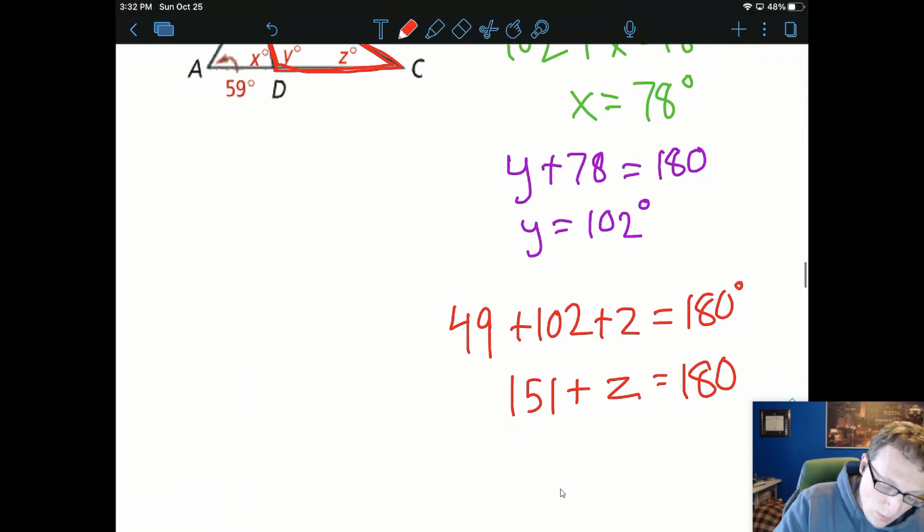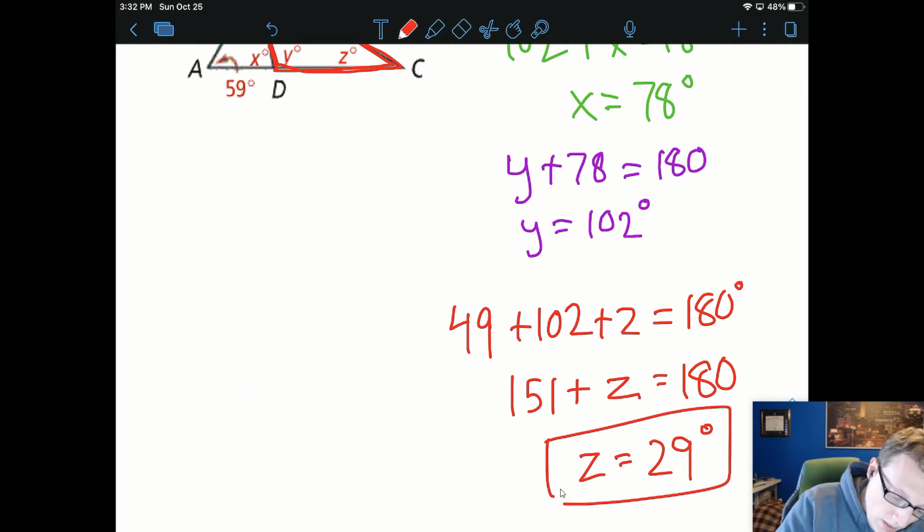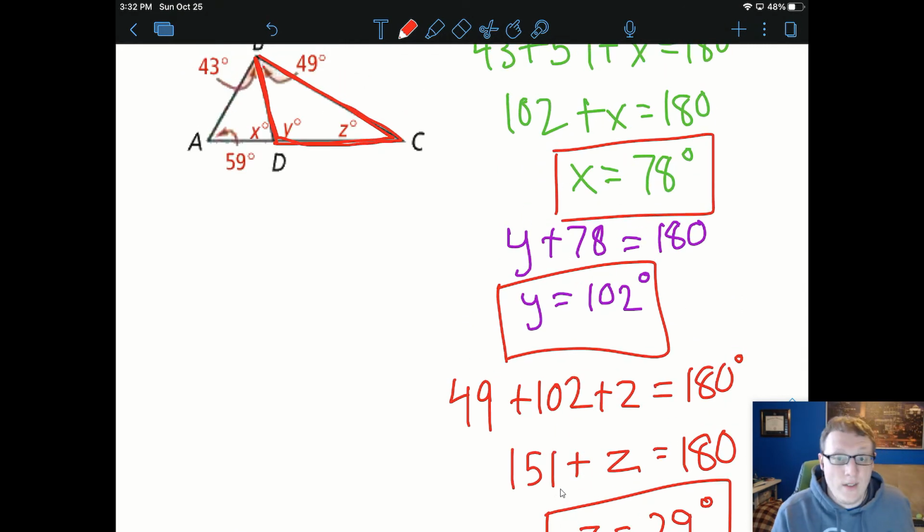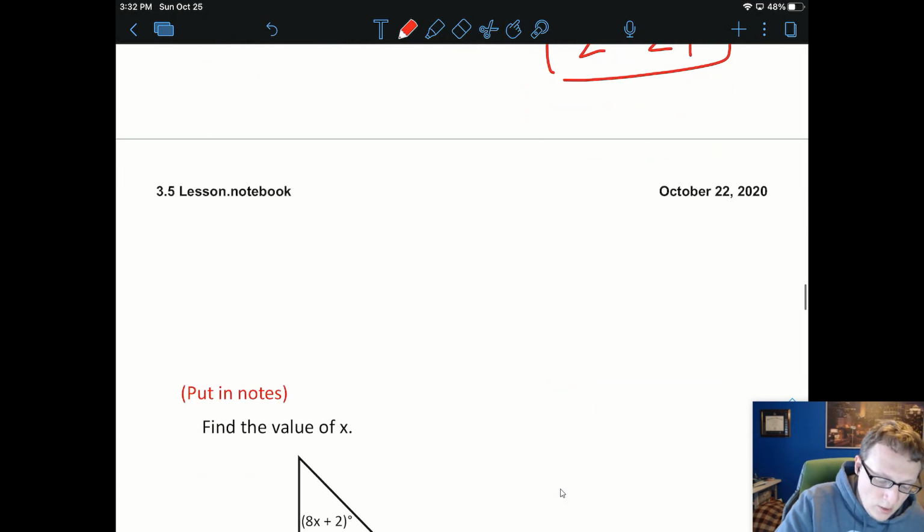And then subtract 151 from both sides, and we get z is equal to 29 degrees. So there's z, there's y, and there's x. All right, so just using the fact that triangles have to add up to 180. Let's try an algebraic one.